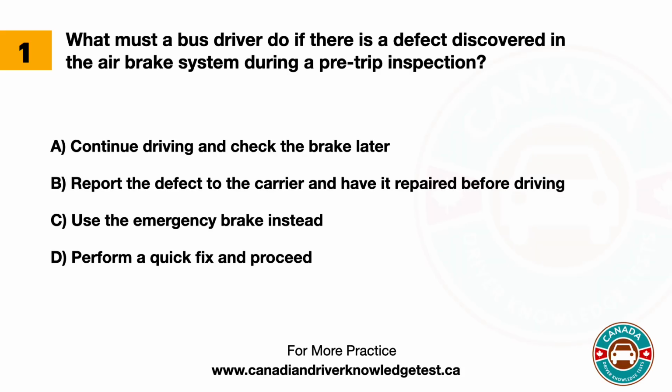Question 1. What must a bus driver do if there is a defect discovered in the air brake system during a pre-trip inspection? A. Continue driving and check the brake later. B. Report the defect to the carrier and have it repaired before driving. C. Use the emergency brake instead. D. Perform a quick fix and proceed. The answer is B. Report the defect to the carrier and have it repaired before driving.